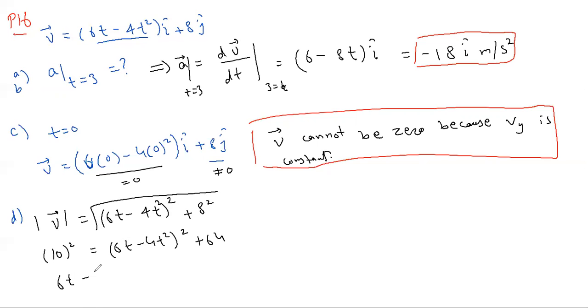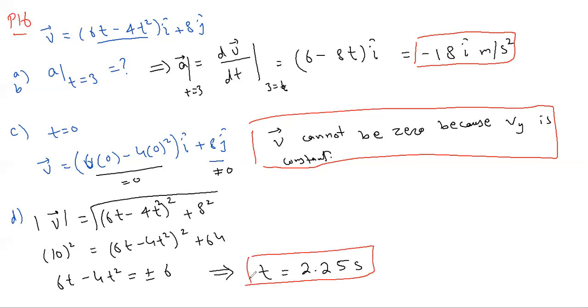quadratic equation, 60 minus 40 square equals plus minus 6. So you know how to solve this. Solve this equation, you will get a number of solutions. Eradicate the solution with negative value because time can't be negative. So we'll just keep the positive value of t, which will be t is equal to 2.25 seconds. Mathematically, there are a number of solutions possible, but physically time can't be negative, so we have only one solution which is possible, the one with positive value of t.